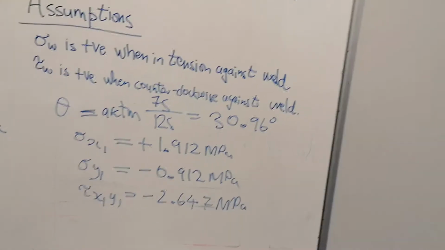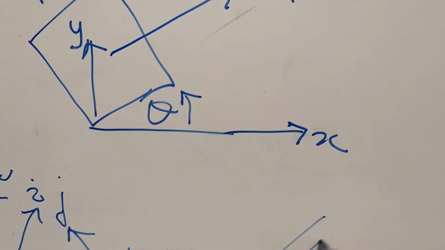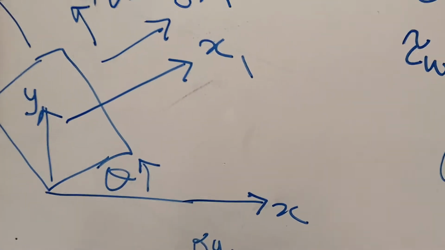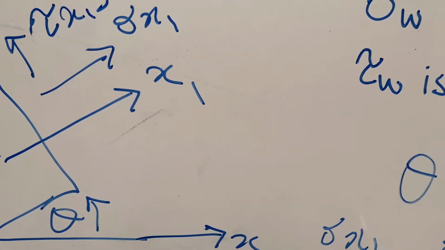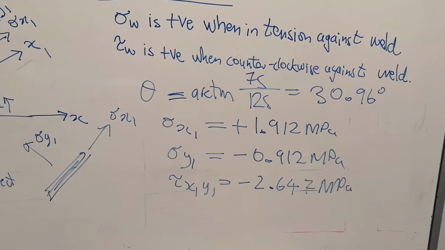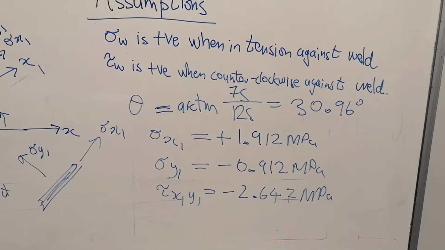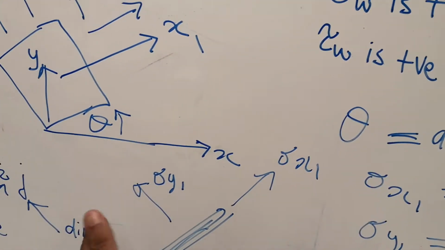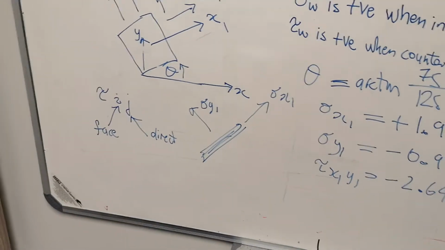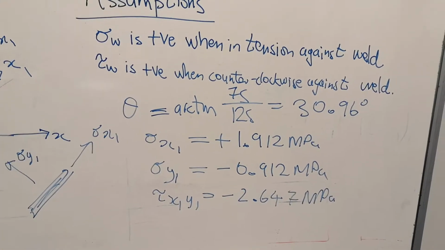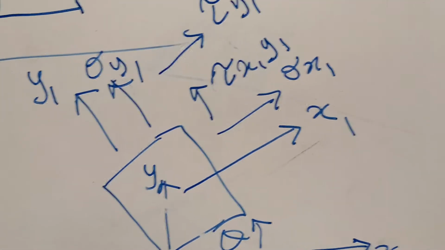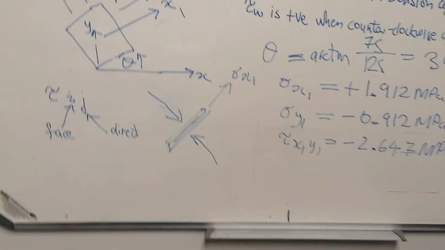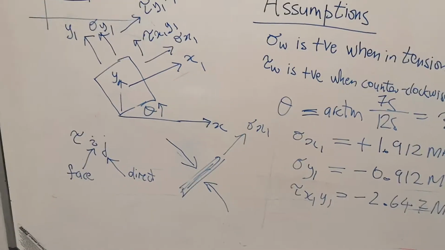Essentially, what happens is we look at the weld. The weld is obviously at some orientation. Now this is going to be my sigma y1, and then obviously that would be your sigma x1. According to our calculations, sigma y1 is negative 0.912. So positive would be going in this direction, okay? And if it is negative, it'll be going in the opposite direction. So the normal stress is actually acting in this direction. According to the problem, the stress is then a compressive stress.